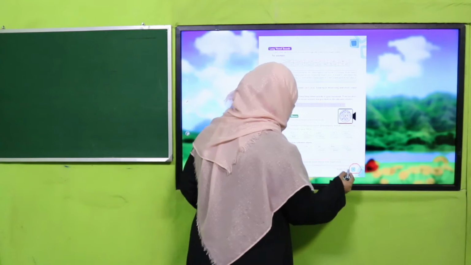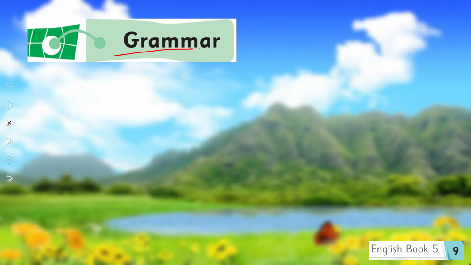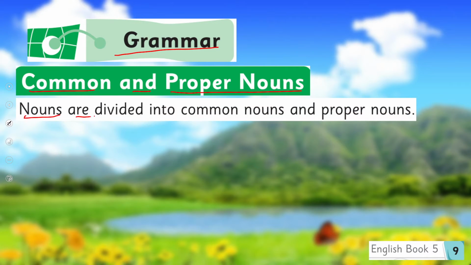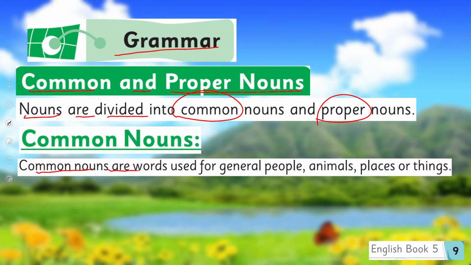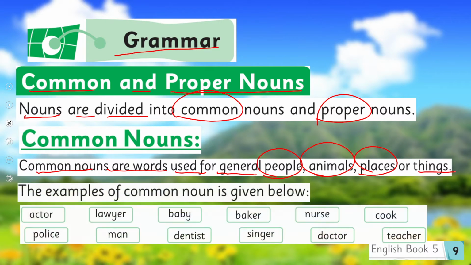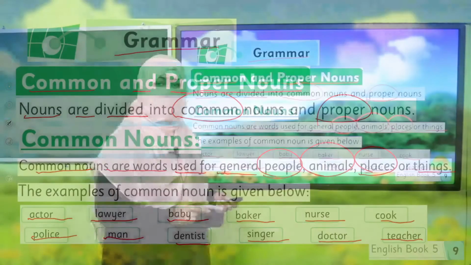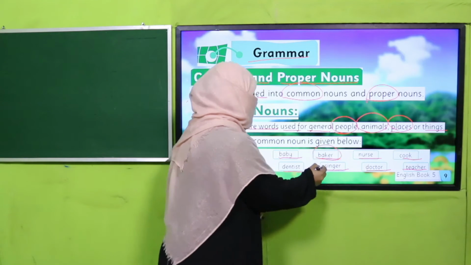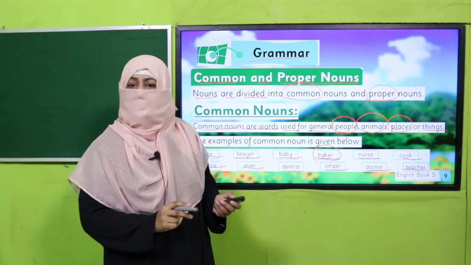Open your book on page number 9 under the title of grammar. It's mentioned here common and proper nouns. Nouns are divided into common and proper nouns. Common nouns are words used for general people, animals, places, or things. The examples are actor, lawyer, baby, baker, nurse, cook, policeman, dentist, singer, doctor, teacher. Now you see, my dear children, all these words refer generally. When I say baker, it means any baker who bakes. So that's why it's a common noun.